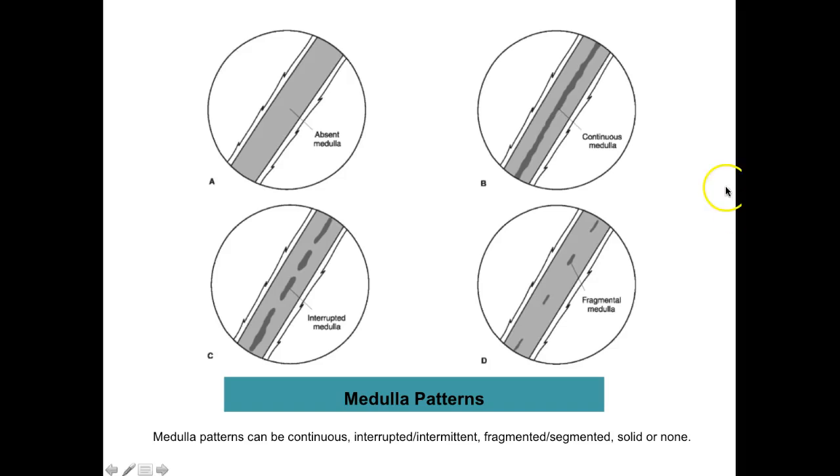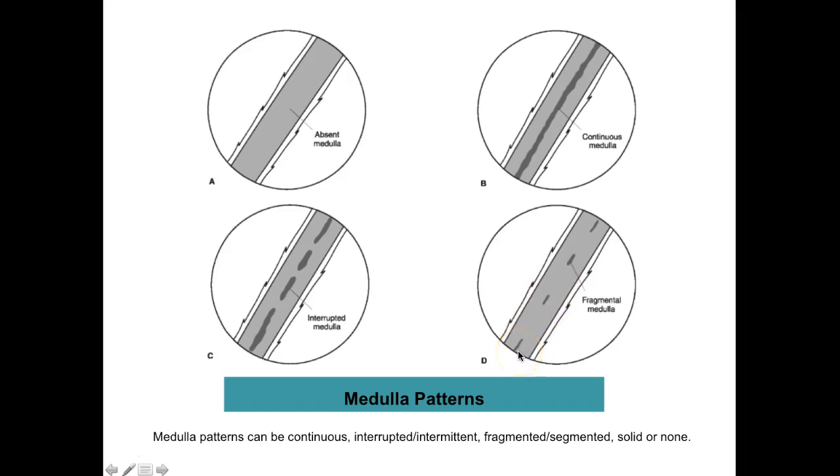Let's take a closer look at patterns that the medulla can take. The medulla can be continuous. That's in picture B here, where we have one long continuous piece of medulla that runs the length of the hair. It can be interrupted or intermittent, and we see that in diagram C, where the medulla is broken up, but not in even pieces. So we'll have a long piece of medulla followed by some short pieces, maybe another long piece. The medulla can be fragmented or segmented, and that's where it's broken up in more even, smaller pieces, and we see this in diagram D.